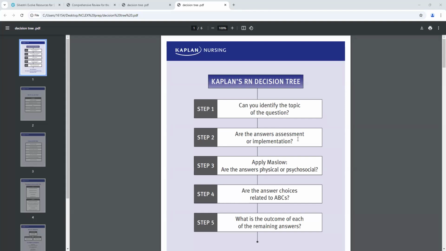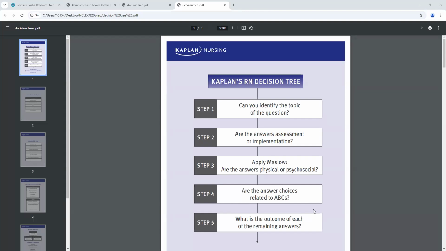Step two, are the answer choices assessment or implementation? So we've already read our question. Now we're looking at our answer choices. And what I like to do for my answer choices is if there's a mix of assessment and implementation, I'll put an A by the one that's assessment and an I by the one that's implementation. Now, I know when you're live testing, you're not really able to do that. So you'll have to do that in your head.